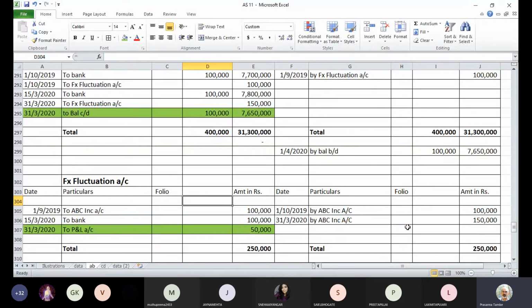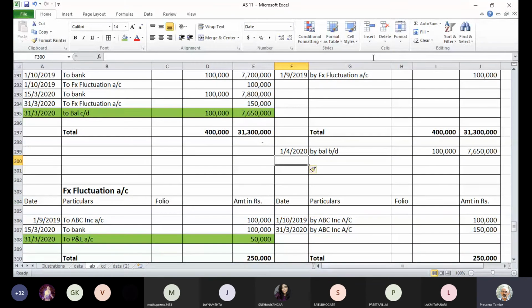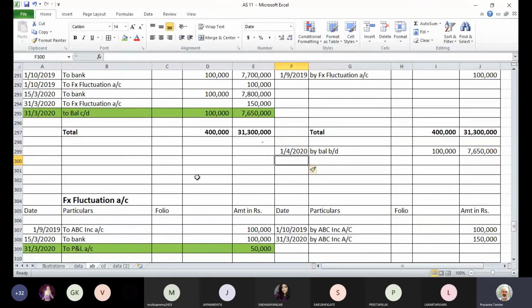Is the question clear to everyone so far? Yes, sir. Okay. So this time it was slightly different because we had foreign currency advance, which was adjusted at the time of actual purchase of goods. The rates were different, so we had to account for exchange difference for adjustment of advance.